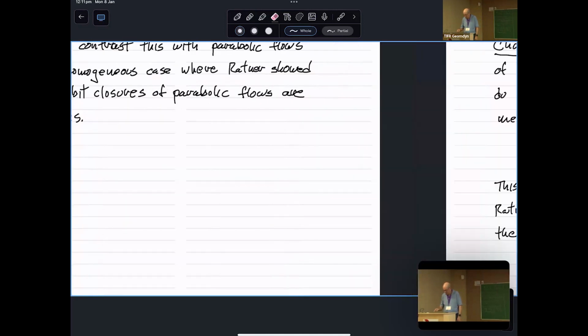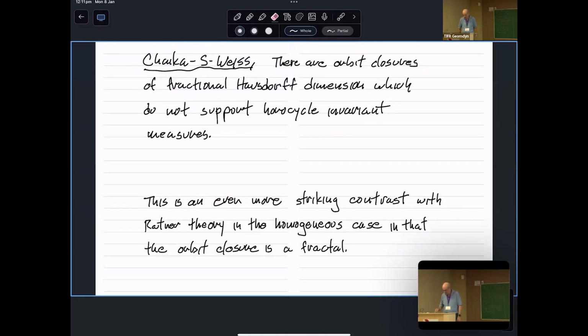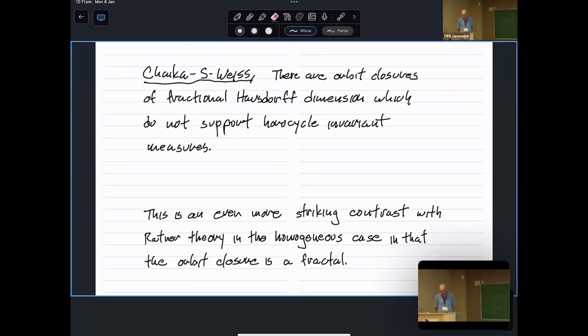Then a second distinct collection of examples. There are horocycle orbit closures, again in genus 2, of fractional Hausdorff dimension. So that's really different from being an analytic submanifold. They're genuinely fractal orbit closures in genus 2. So this is an even more striking contrast with classic Ratner theory.